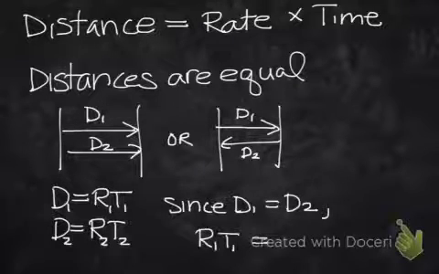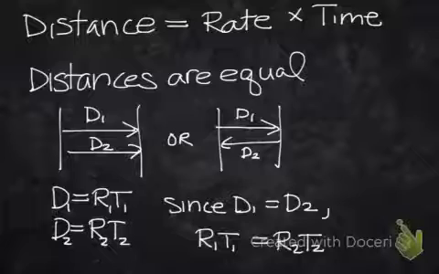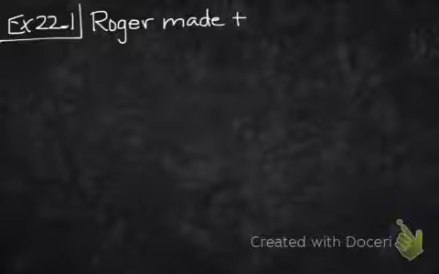Since distance 1 is equal to distance 2 in all of these problems, we can also assume that rate 1 times time 1 is equal to rate sub 2 times time sub 2. So the products of the rate and time are equal to each other. So we'll start with an example.